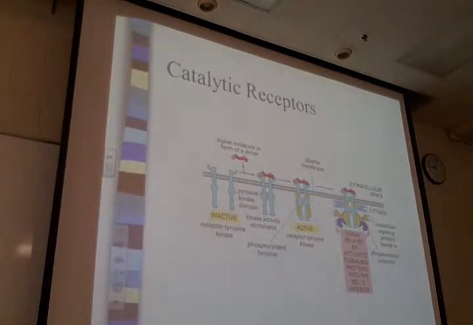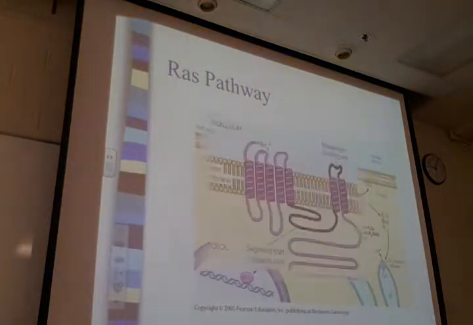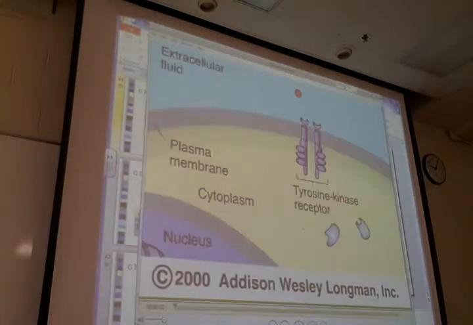I don't need you to memorize a specific pathway. We looked at part of the RAS pathway as a quick example, but you don't need to memorize this particular one. And then we're just about to start on the G protein linked receptor, but first the animation for the catalytic receptors that I want to just show you.